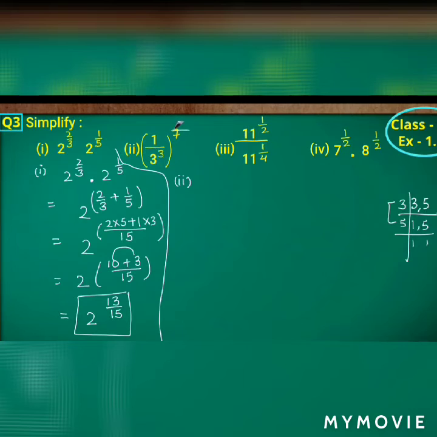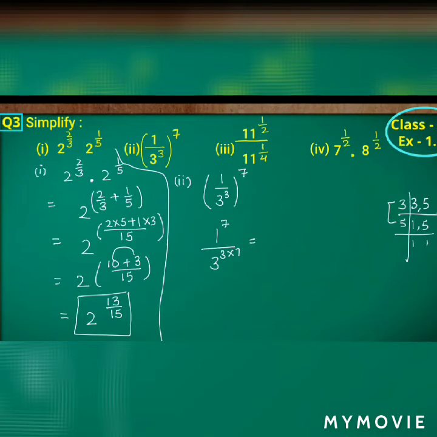So the next question is 1 by 3 power 3 whole power 7. The 7 will be applicable for both numerator as well as denominator. That is, 1 by a power m whole power n can be taken as 1 by a power m into n, isn't it? So 1 power 7 which is giving 1 itself, isn't it? So the 7 is going to be multiplied to both 1 as well as 3 power 3. So 1 power 7 by 3 power 3 into 7.